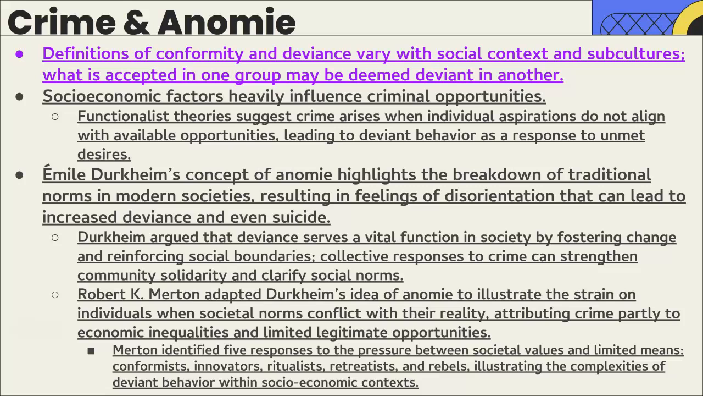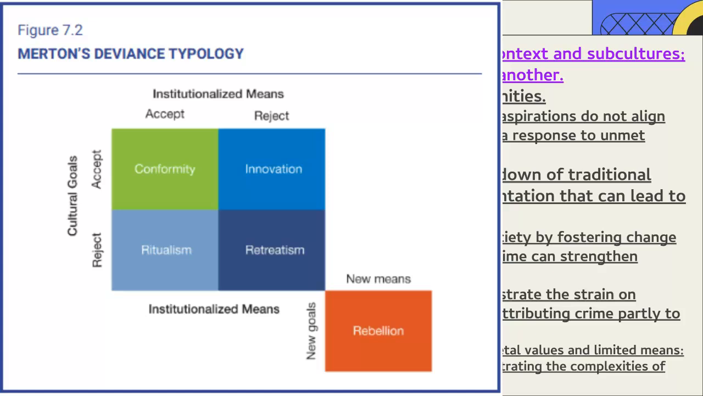Merton identified 5 ways that people respond to tension between societal goals and the means available to achieve them. Conformists accept both societal values and the means of achieving them, even if they don't succeed. Innovators accept societal values, but they use illegal or unconventional methods to achieve them, like members of the mafia who seek wealth through crime.